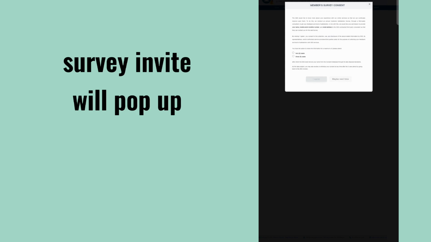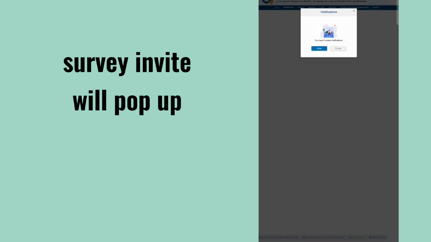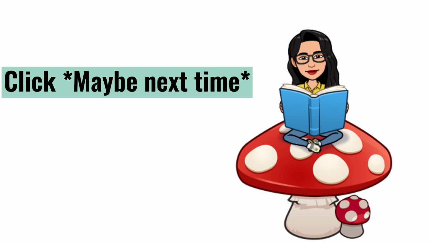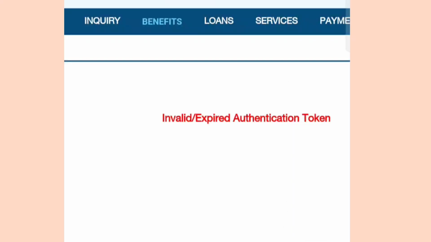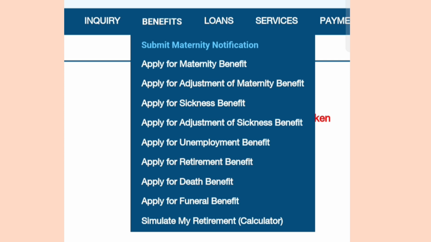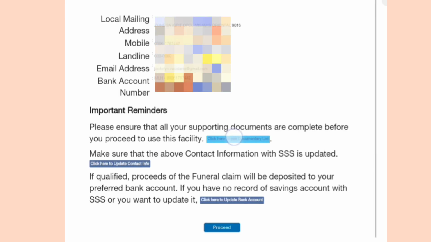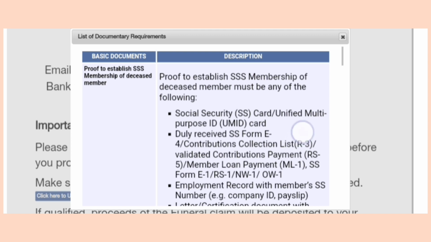The survey invite will usually pop up. Notification will also pop up. You can click maybe next time and just proceed to the facilities that you really want to process. Today we are going to click the benefits tab and apply for funeral benefit. This will lead to the reminders page where requirements are enumerated.